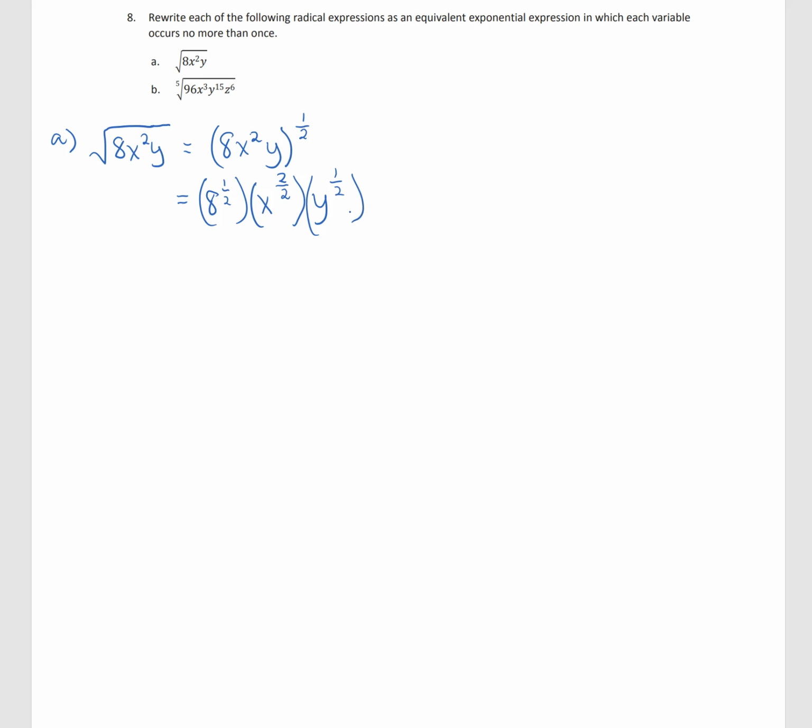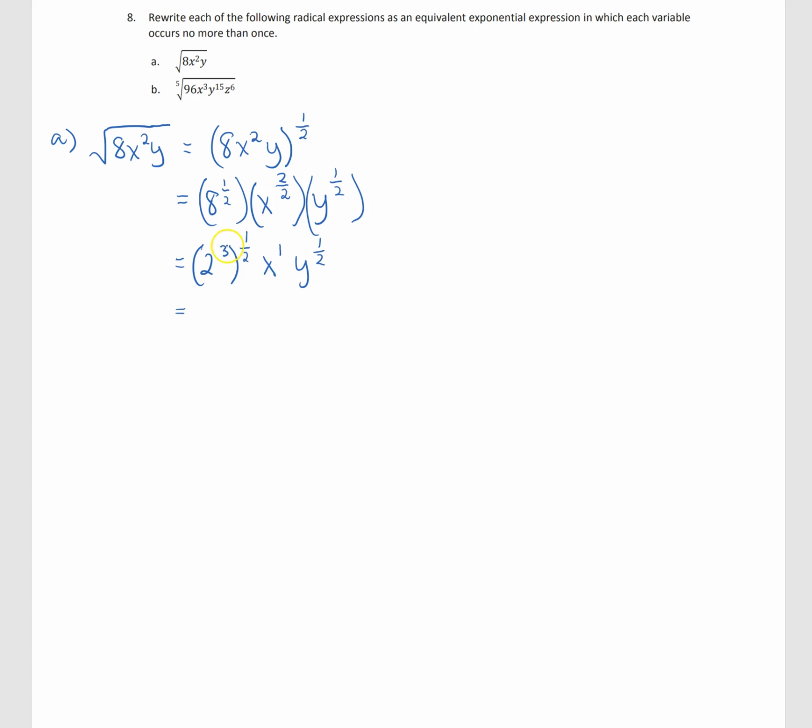Okay, so let's simplify this a little bit. 8 to the power of 1/2. If we want to simplify that, we can say that 8 can be rewritten as 2 to the power of 3, because 2 times 2 times 2 is 8. And then we keep that 1/2 exponent on the outside. For the case of x, 2 over 2 simplifies to 1, so we just have x to the power of 1. And we still have this y to the power of 1/2 here.